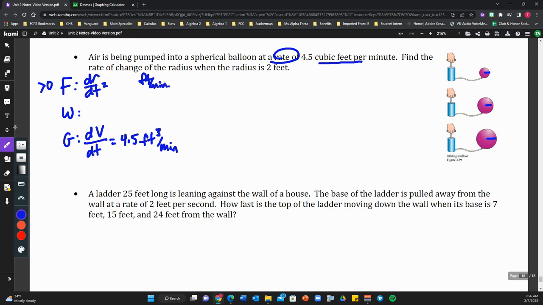But I want to find that rate of change of the radius when the radius is 2 feet. So at that exact moment when the radius is 2 feet, I want to know how the radius is changing. So remember, I have to come up with an equation that relates all of these values or variables together. So this one's pretty straightforward. This is the volume of a sphere, which if you don't have memorized, that's okay. Usually the important formulas you can look up, or they'll be given to you. But that is the equation that we're going to start with.